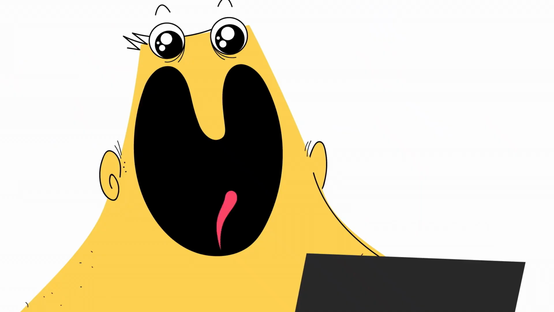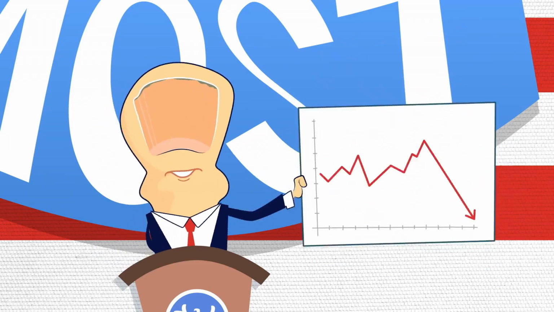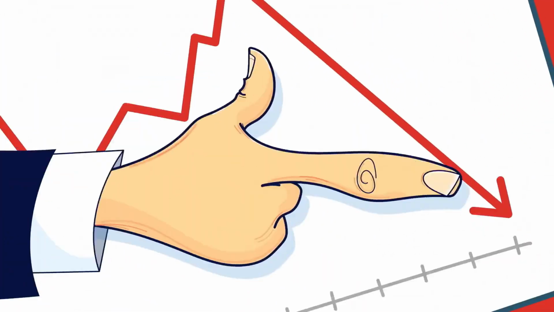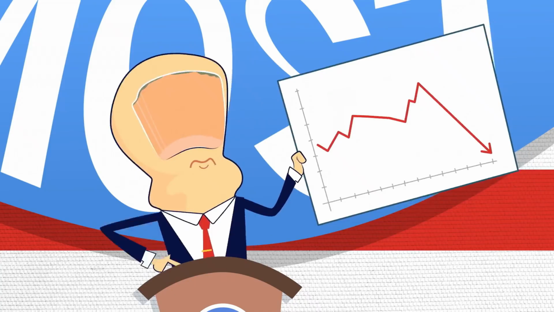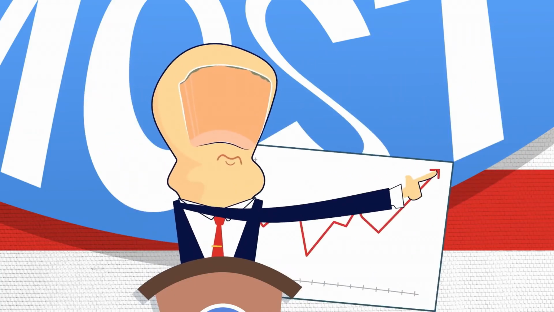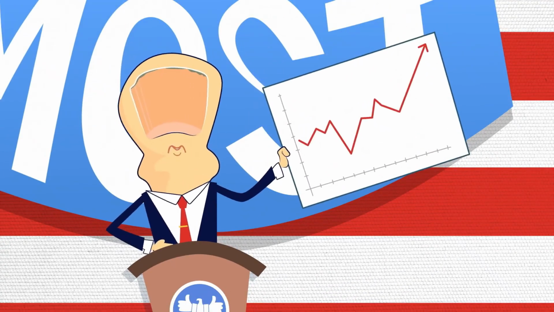After all, a graph isn't an opinion. It represents cold, hard numbers, and who can argue with those? Yet, as it turns out, there are plenty of ways graphs can mislead and outright manipulate. Here are some things to look out for.